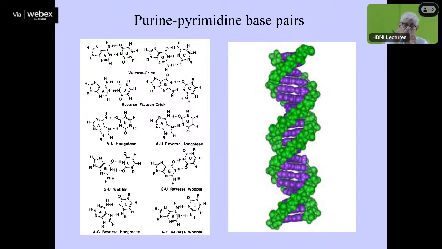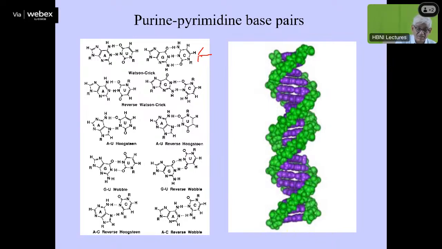Now, is that the only way we can make base pairs? No, there are many different ways you can make base pairs. So, purine pyrimidine base pairs. Here, for example, Watson-Crick was the original one which was given. This is the Watson-Crick model: 2 hydrogen bonds in AU or AT, and 3 hydrogen bonds in GC. And the particular way the hydrogen bonds are made are indicated here.